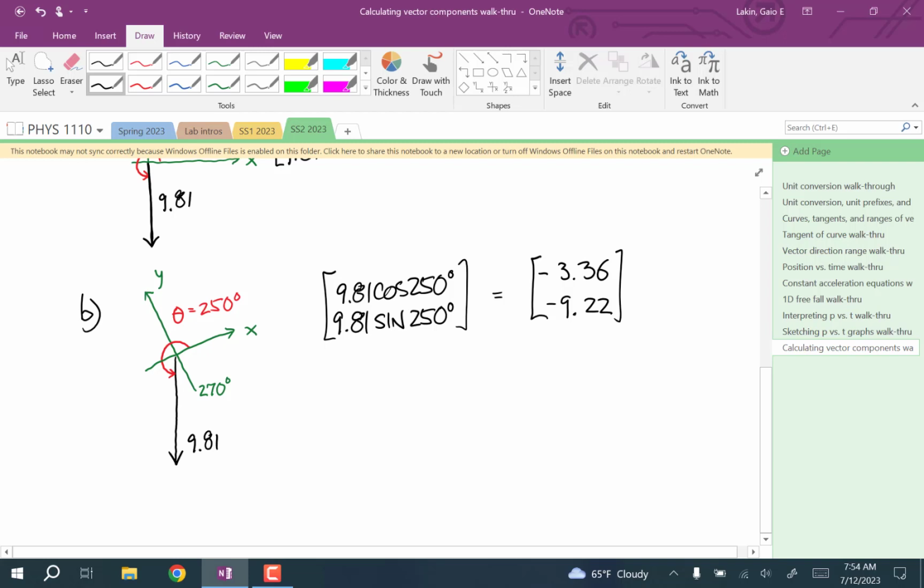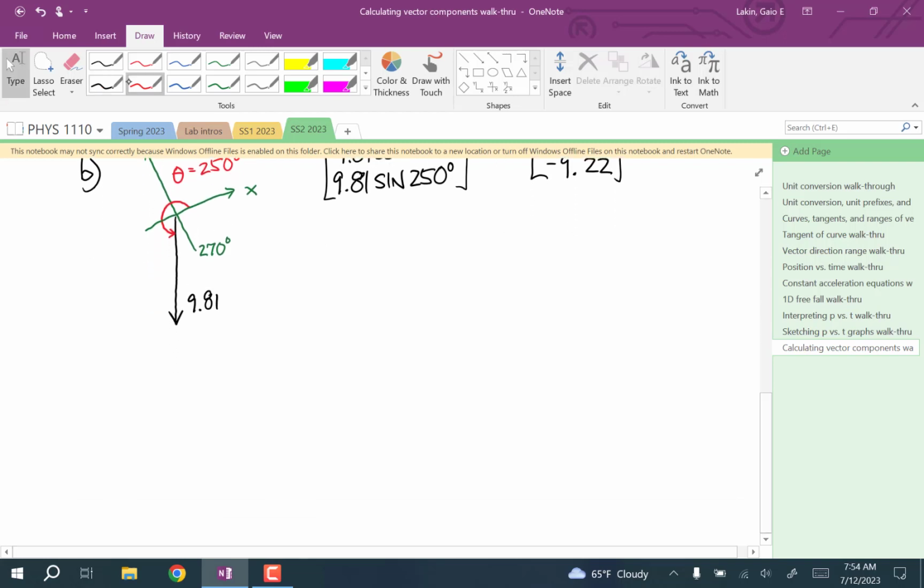Okay, is there any way to figure out if this makes sense? Yeah, because remember that there's a correspondence between the coordinates of the head of the vector and the vector components. So think of what you would have for the coordinates of this point right here. You would have a relatively small negative x component and a relatively large negative y component. You're in the third quadrant, so you know they're both negative, and that's what we get.